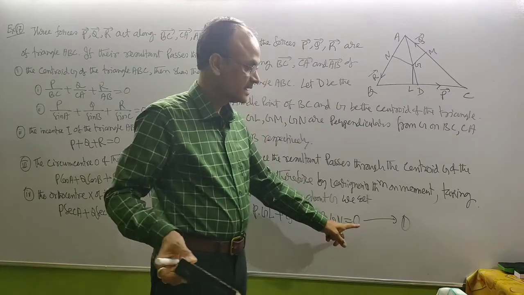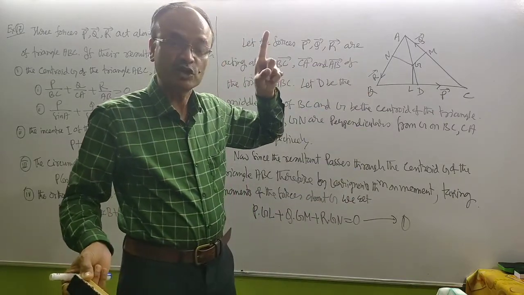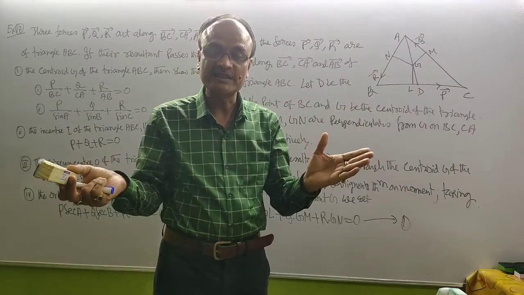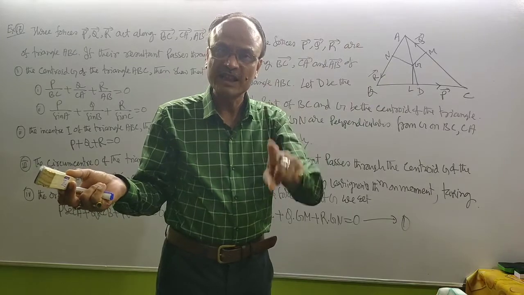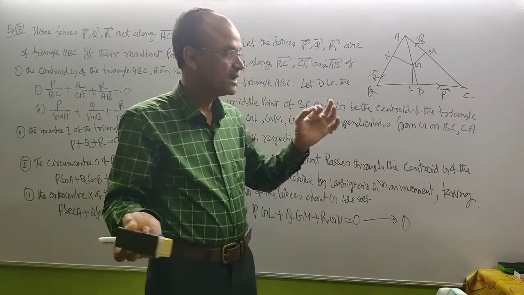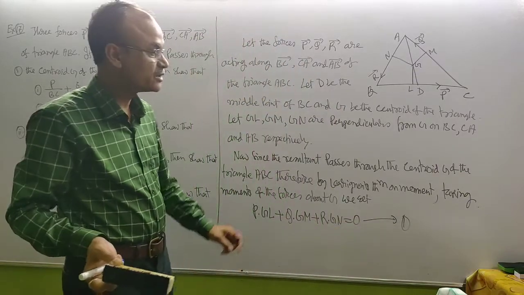This is equal to the moment of the resultant about the point G. Since the line of action of the resultant passes through the point G, the perpendicular distance from the point G to the line of action of the resultant will be equal to 0. Therefore, the moment will be equal to 0. That's why the right hand side becomes 0.